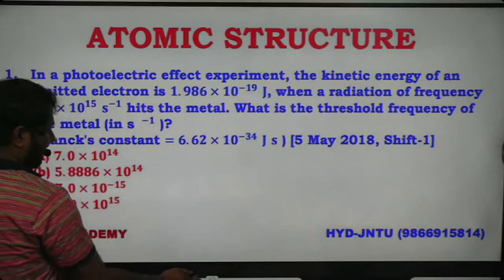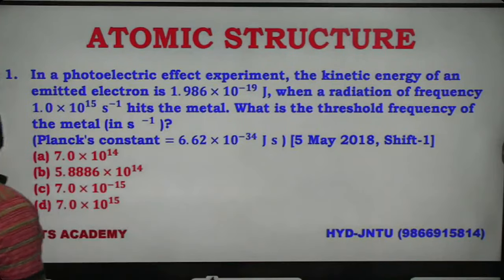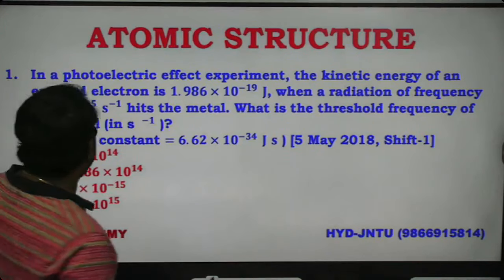The photoelectric effect. The kinetic energy of an emitted electron is given when the radiation of frequency hits the metal. What is the threshold frequency is asking. I am going to give the formulas so that you can solve them. No problem with that. I am not going to write the calculation. Calculation part you can do. Okay. All right. First one.